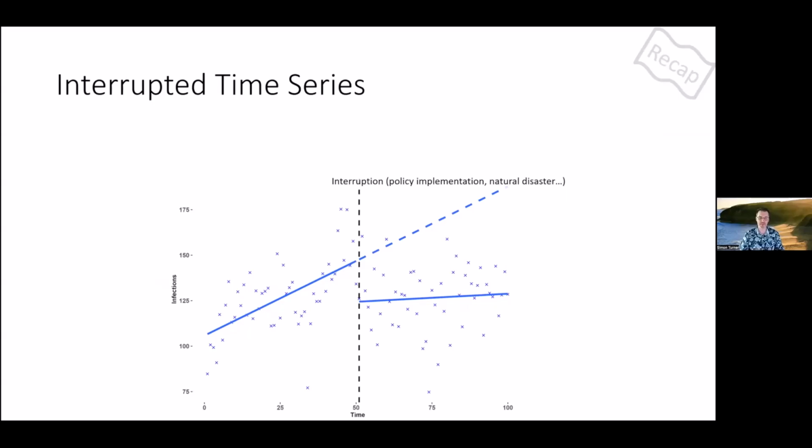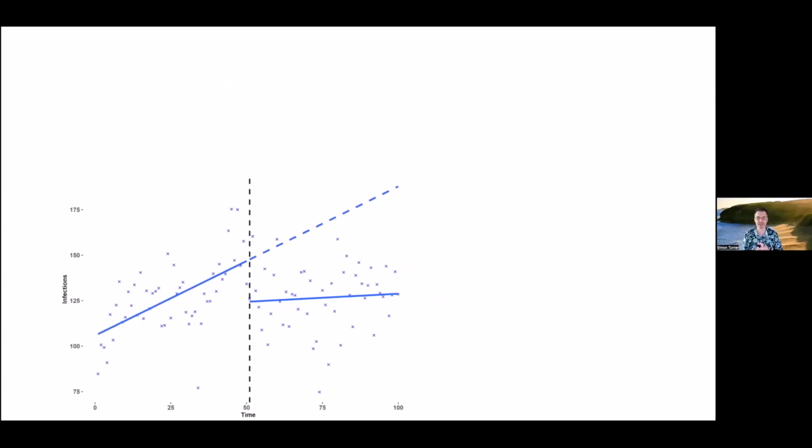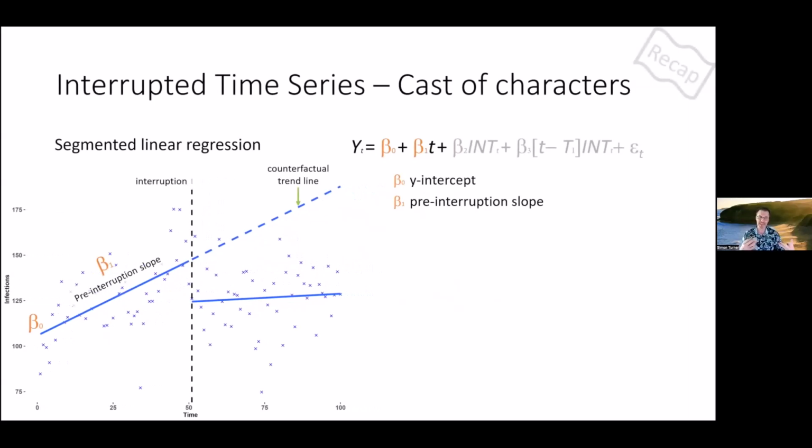Now, one of the methods that we use involves collecting data over time. Here's an example using just some infection data. And what we want to do is see whether we can determine what the impact of that interruption was. Now, we've got several characters in our regression formula here. We start off with our y-intercept, that's our beta 0. And then we can move on to looking at beta 1, which is our pre-interruption slope.